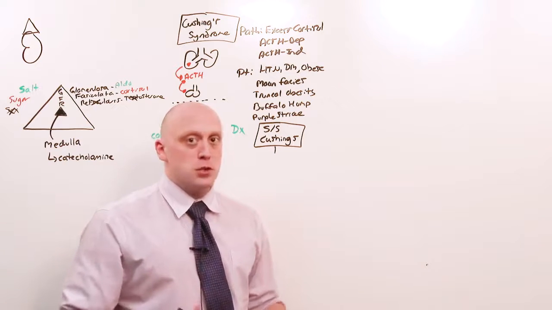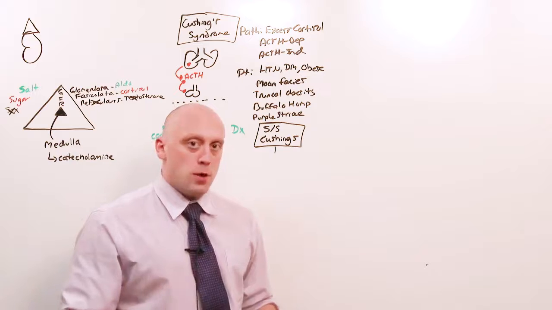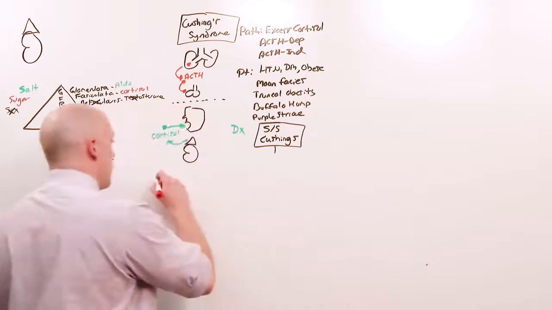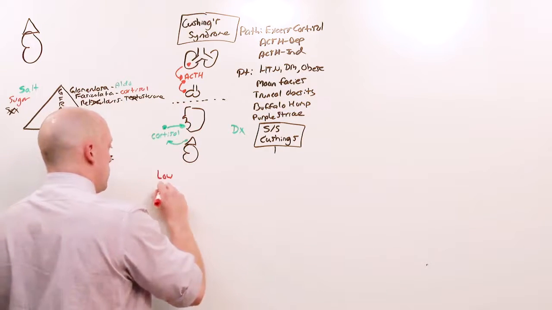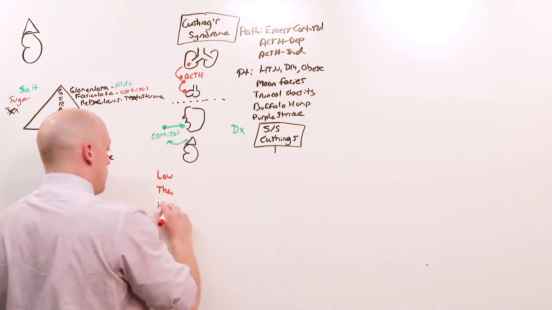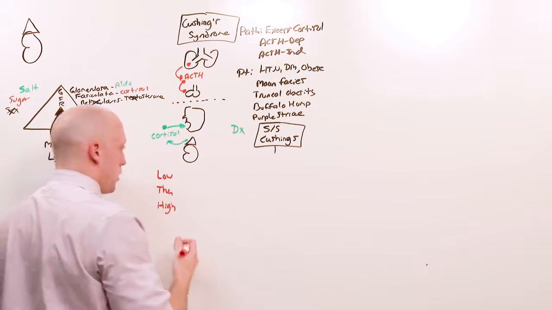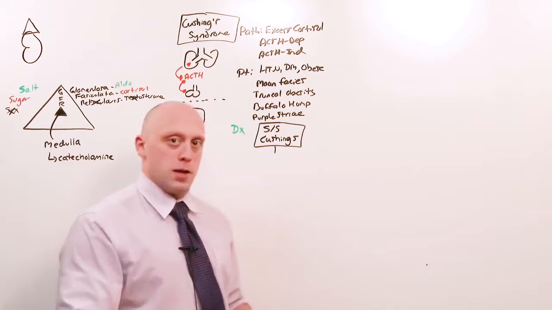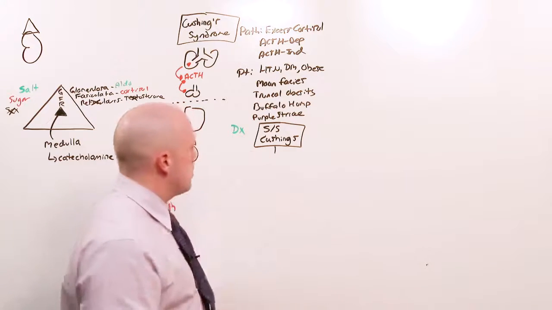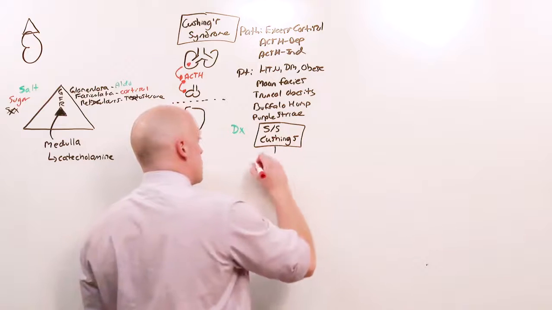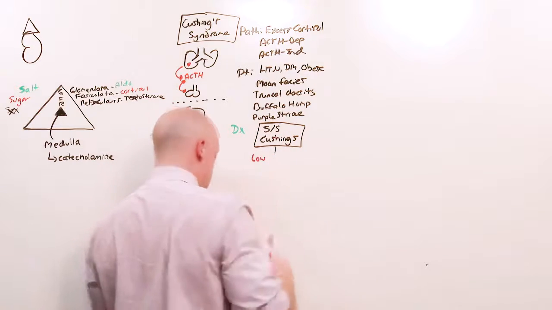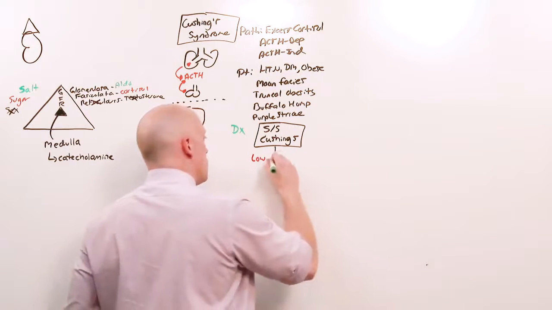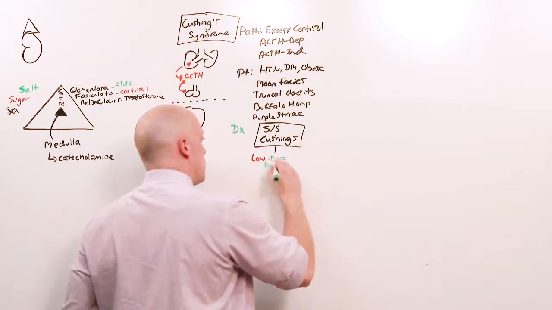So there's a couple of tests you can do. What I want you to remember is low, then high. Low, then high. It will help you with the diagnostic workup. So I'm going to teach you low, then high, then give you some caveats. The first test that you would do to say, does this person have Cushing's, is a low dose dexamethasone suppression test.